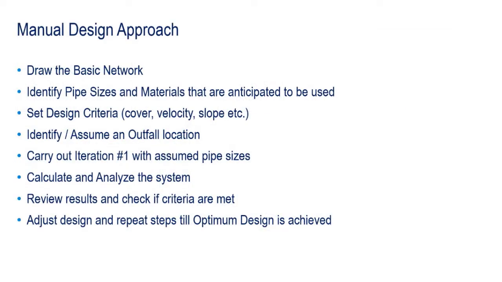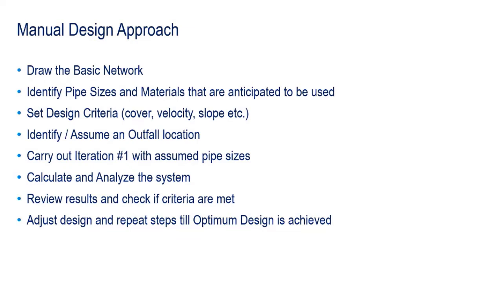Now, prior to software, there was the manual design approach that was basically followed, and these are the generalized steps for that manual design approach. So this involves drawing the basic network, identifying pipe sizes and materials that are anticipated to be used. So you have to first take out all the pipe sizes and what kind of materials that you need to use. Then you have to set some design criteria such as cover, velocity, slope, etc.